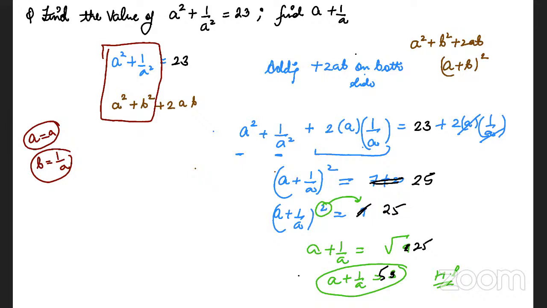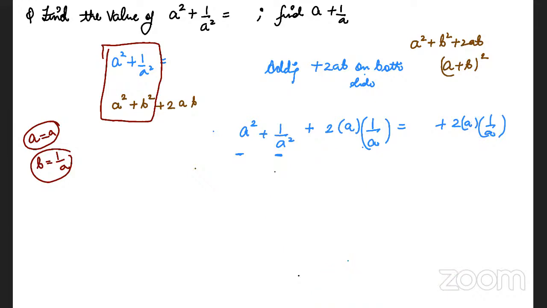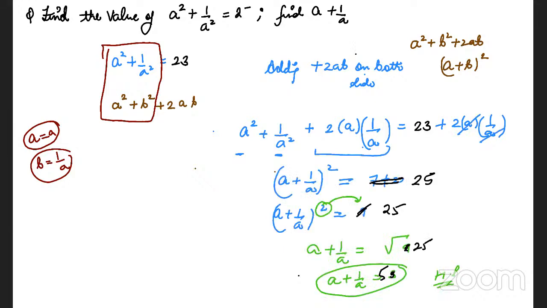Okay. Understood, guys? Now I'll give you one more question. This is the question. See the question. The question is: a square plus 1 upon a square is 27. Find the value of a minus 1 upon a, not plus. Now I want to just check how much you can do.